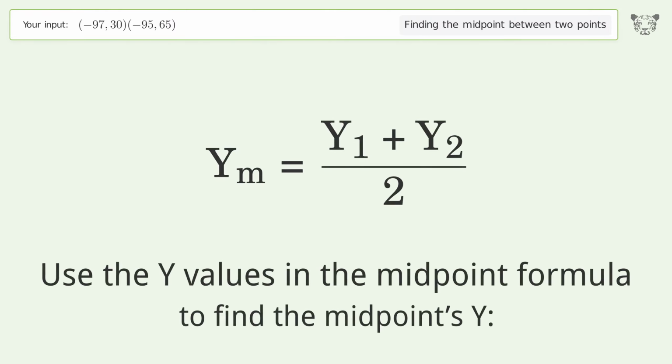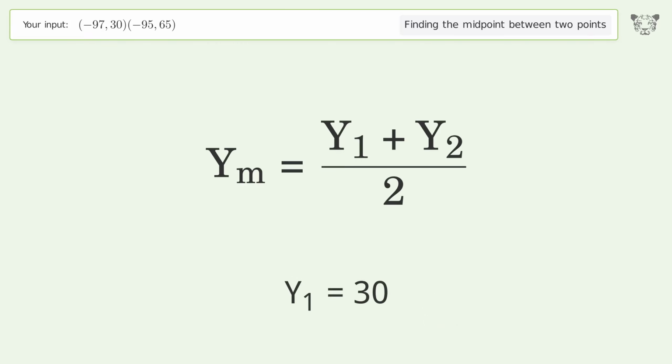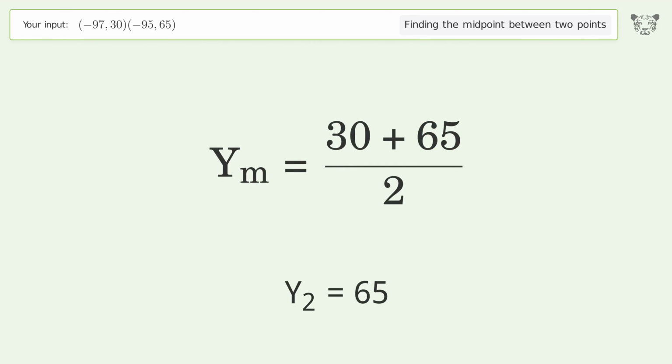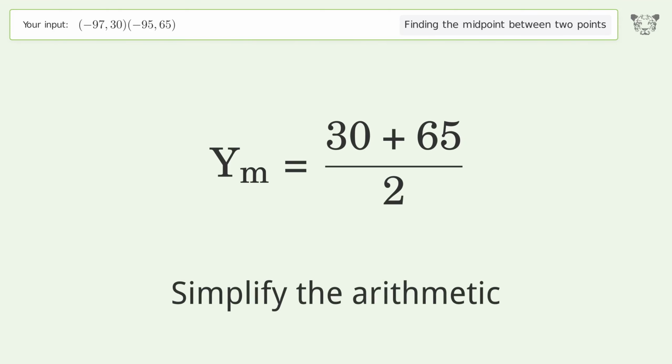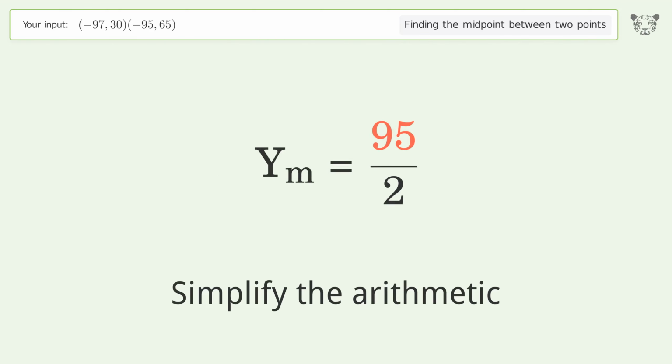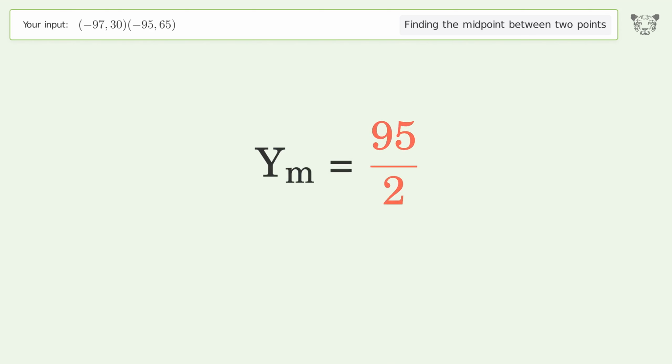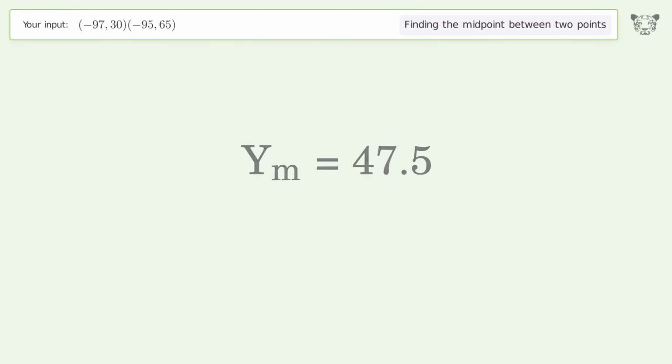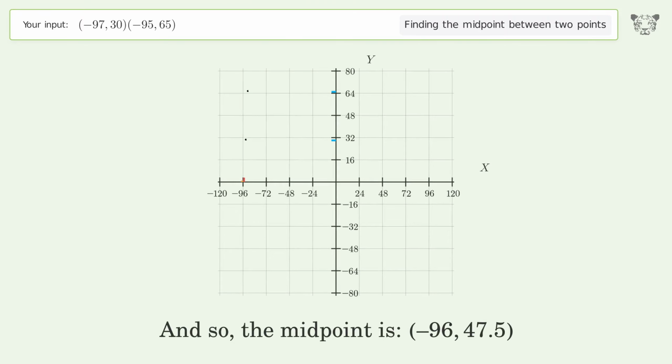Use the y values in the midpoint formula to find the midpoint's y. y1 equals 30. y2 equals 65. Simplify the arithmetic. And so, the midpoint is negative 96, 47.5.